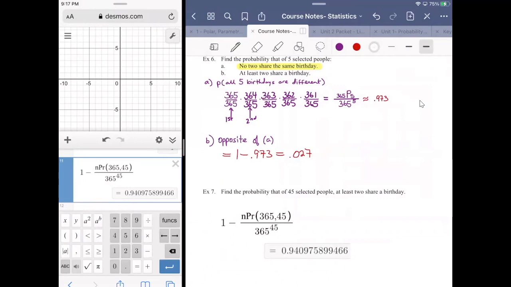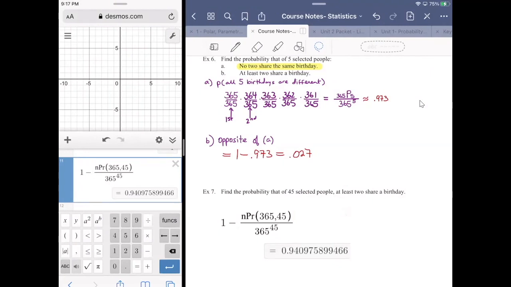That's essentially talking about the same idea, right? But with a much higher probability than the 0.027, because the likelihood that there's going to be a common birthday is a little bit more pronounced.